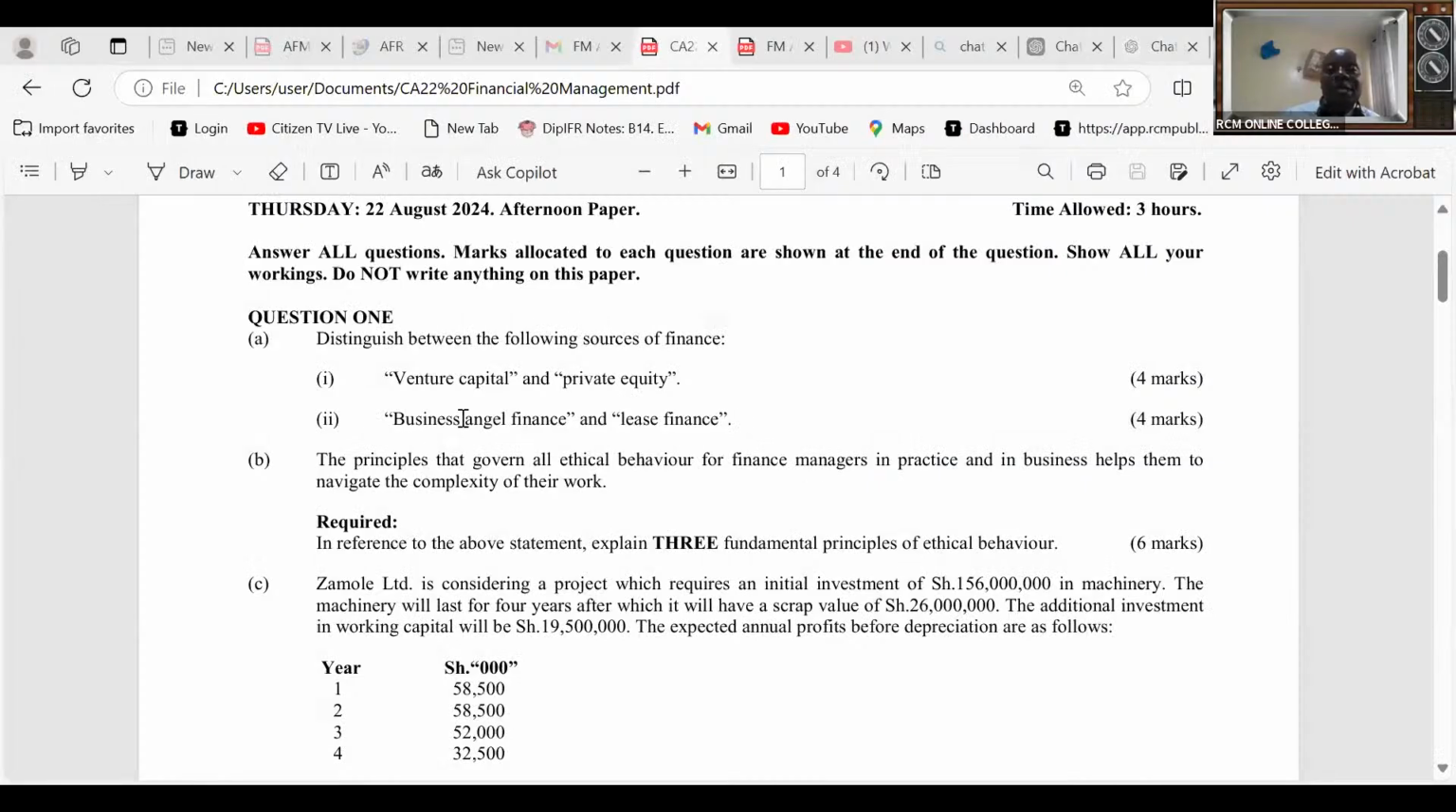The other question that they wanted, which is the last question for us today, they wanted us to distinguish between business angel finance and lease finance. I would start with lease finance. Anytime. Because lease finance, ladies and gentlemen, is really an easy thing. Lease finance. For example, as RCM, we have some little space at Stanbic Bank.